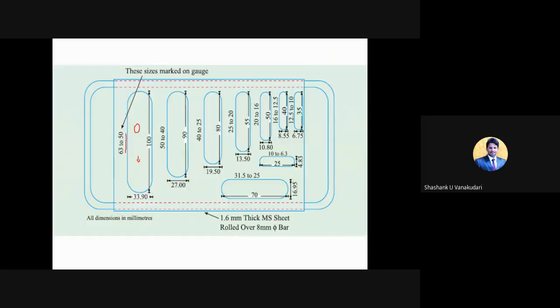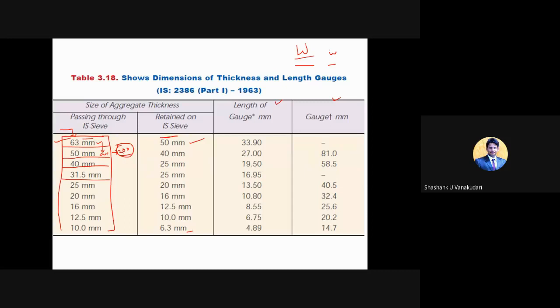will get passed and some aggregate will get retained. That passing material's weight will be small w. Clear? They have mentioned it as small w. And like that, the next sieve size you need to consider.